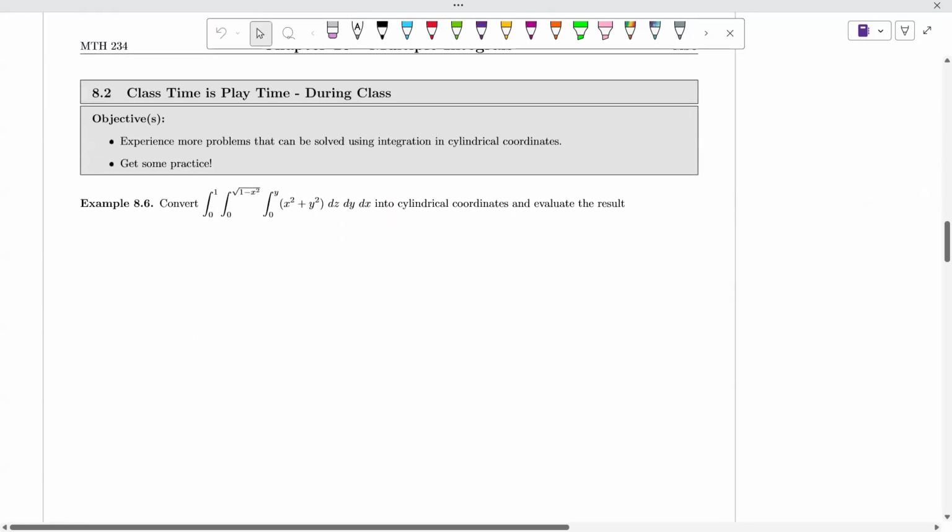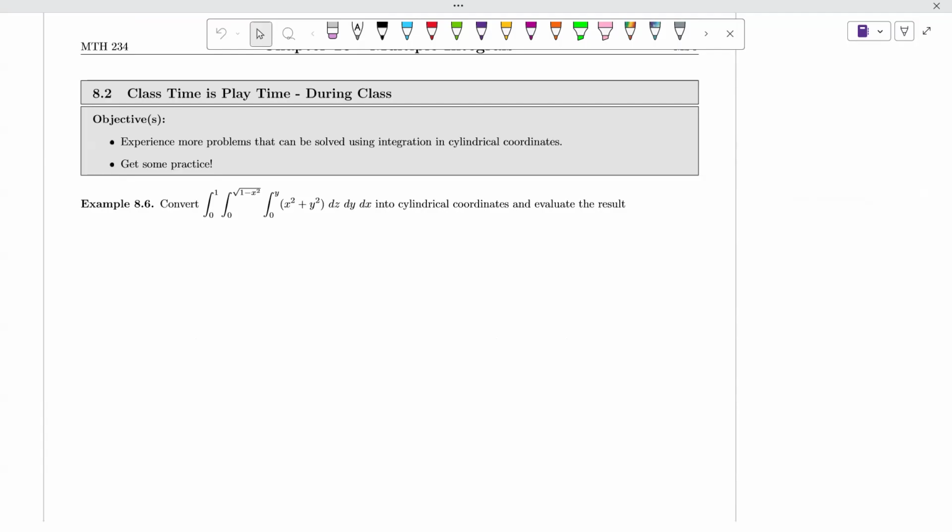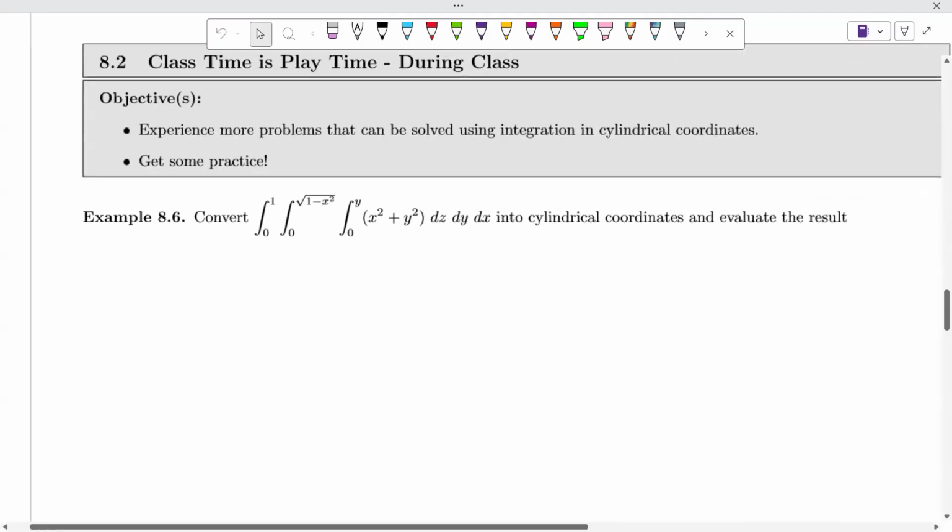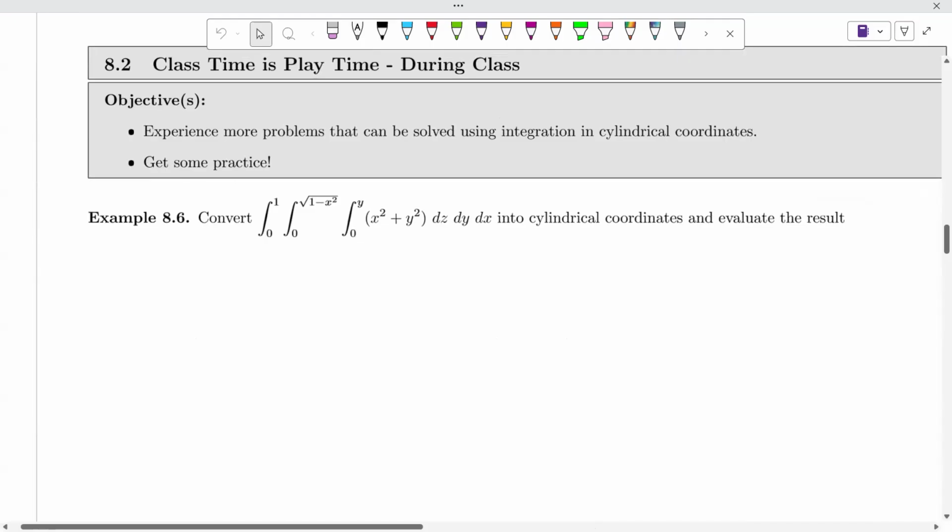Cool. All right. With that said, let's dive into a new example. So convert the following integral into cylindrical coordinates and evaluate that result. So let's start doing that. If I take a look at the thing that we've got here, we're doing dz, then dy, then dx. So if I look first at this point right here, that is going to be z equals y.